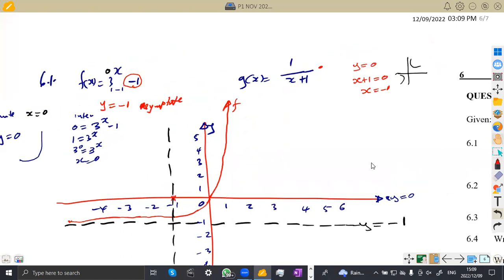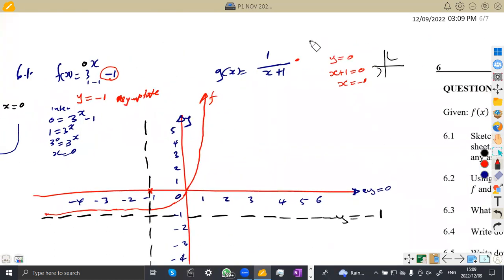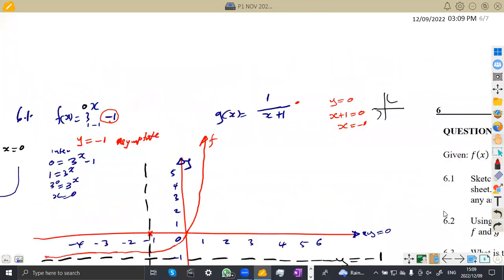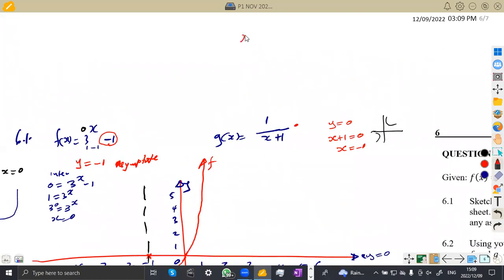Let's find our x and y intercepts. You can even calculate here on top. Let's start with the x-intercept. For the x-intercept, we know that y is equal to 0. So if y is equal to 0, we're going to have 0 is equal to 1 over x plus 1.